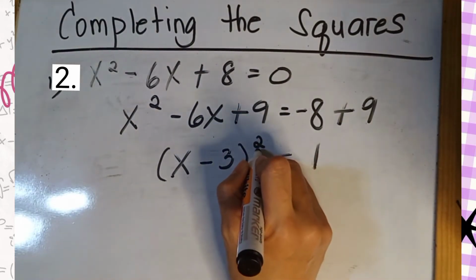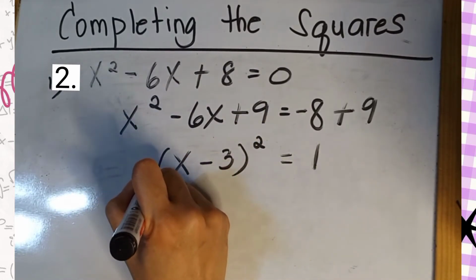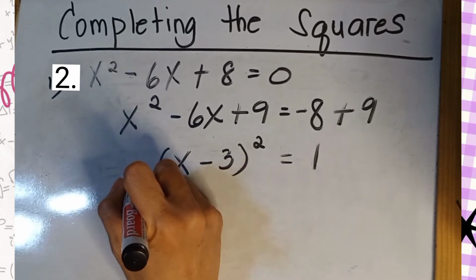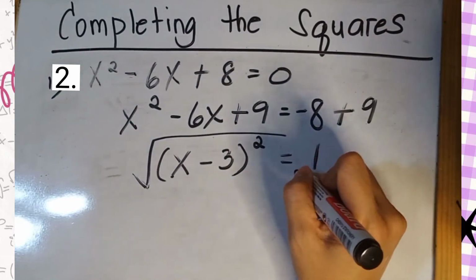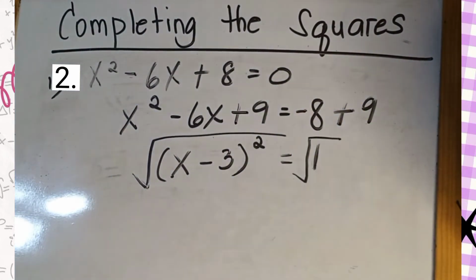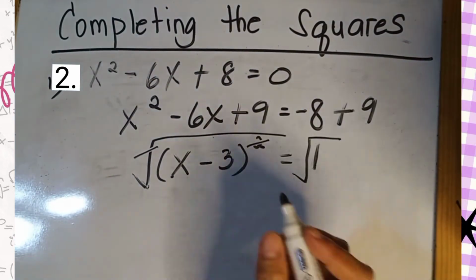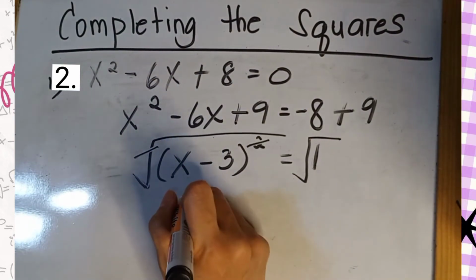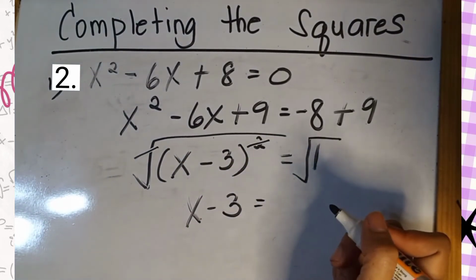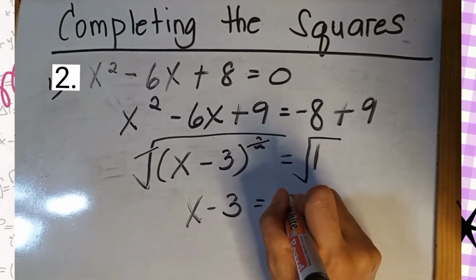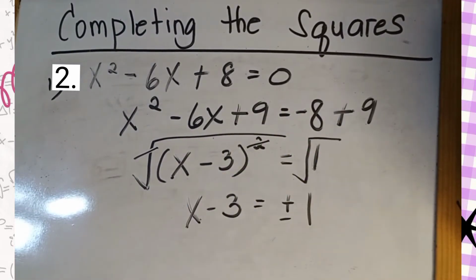To eliminate our squared here, anong gagawin ulit natin? I-square root natin yung both sides. So, square root both sides, square root 1 as well. So, we can now cancel the square root and the squared. Ang matitira na lang is x minus 3, square root of 1, that is 1. So, positive or negative 1.